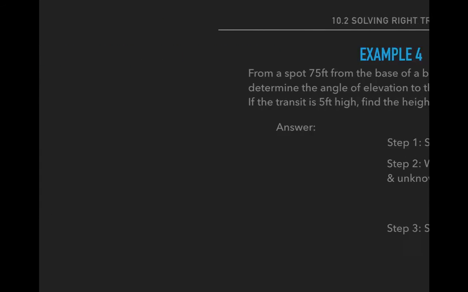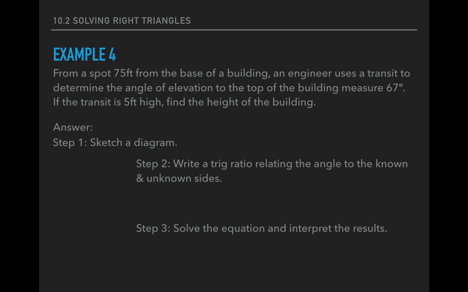Let me show you what this looks like. From a spot 75 feet from the base of a building, an engineer is using a transit, which is a tool used to determine the angle of elevation, so looking up to the top of a building. And that angle of elevation measures 67 degrees. If the transit is actually 5 feet off of the ground, so it's 5 feet tall, what is the height of the building? Okay, one of my catchphrases is, when in doubt, draw it out.